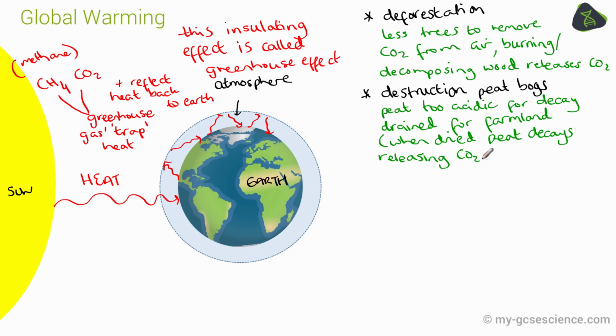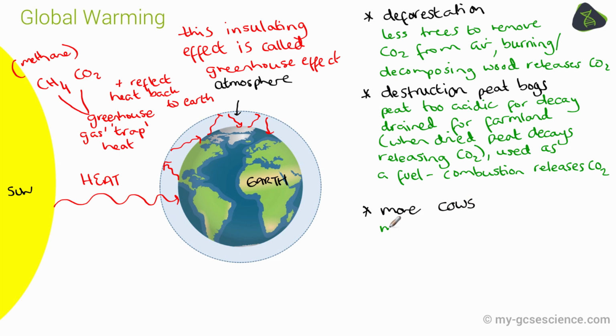Dried peat also is used as a fuel, and when it is combusted as a fuel, it releases carbon dioxide, contributing to the problem. It also can be used as a compost. Like I said before, when it's dried and used as a compost, it will decay quite rapidly and release lots of carbon dioxide to the air. Another human activity that I've already mentioned is farming for livestock, and livestock like cows produce a lot of methane, which is another greenhouse gas. So the overall effect of this is that we have more greenhouse gases than we need.